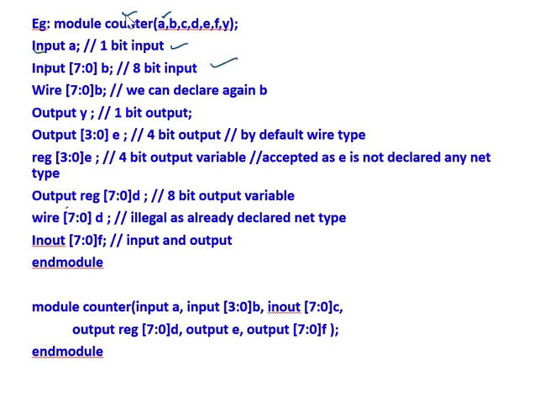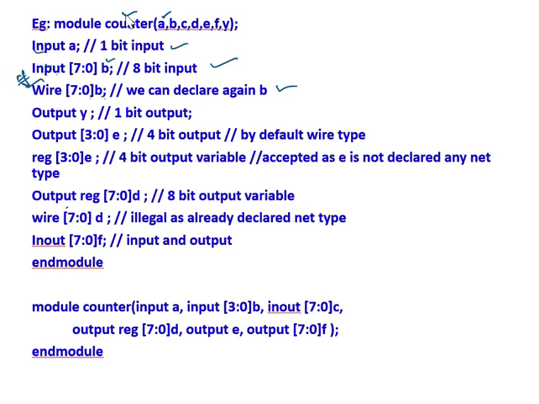If I write wire [7:0] B, then we can declare. So this one is net type wire, and the variable is B. So we can declare B again. This is not an error, because by default all the input, output or inout are wire. Once I have already declared input B, I can declare it again. Both statements are equivalent, so it won't show any error.